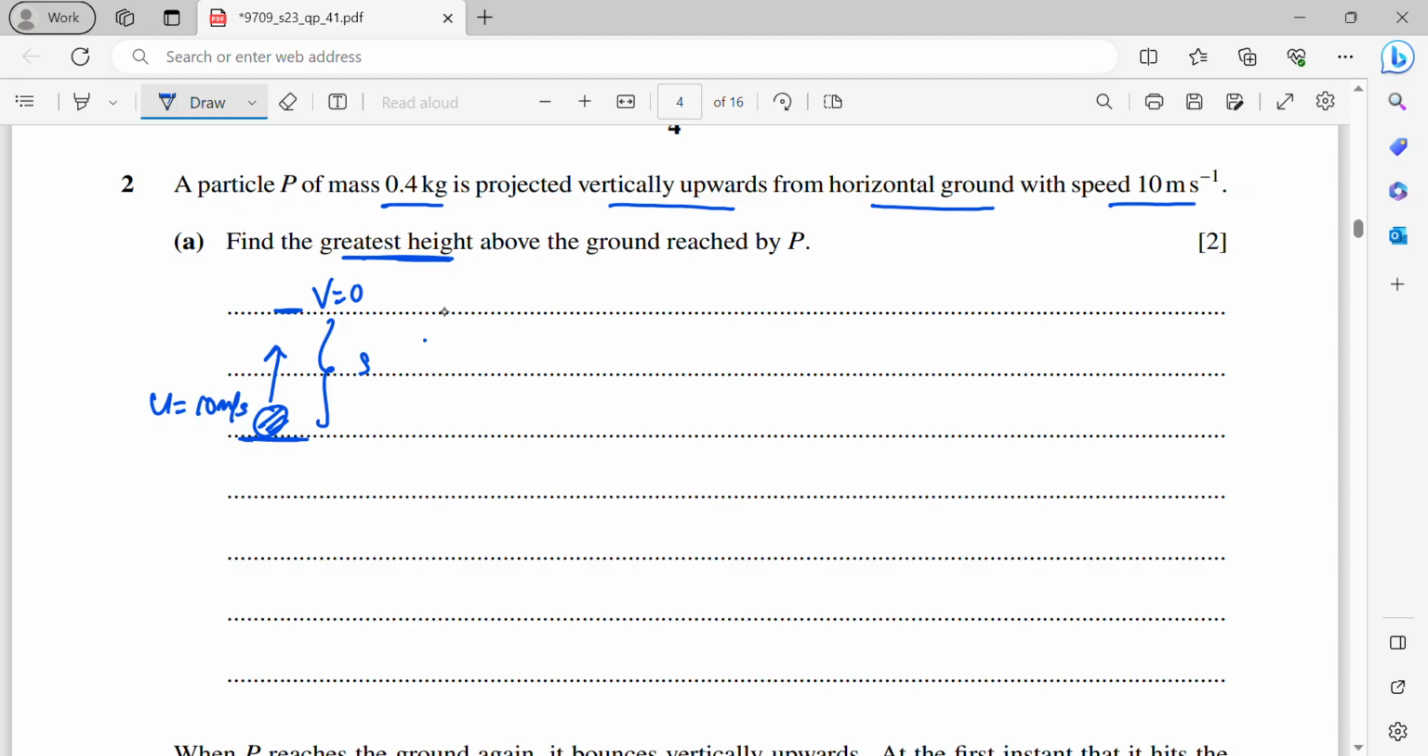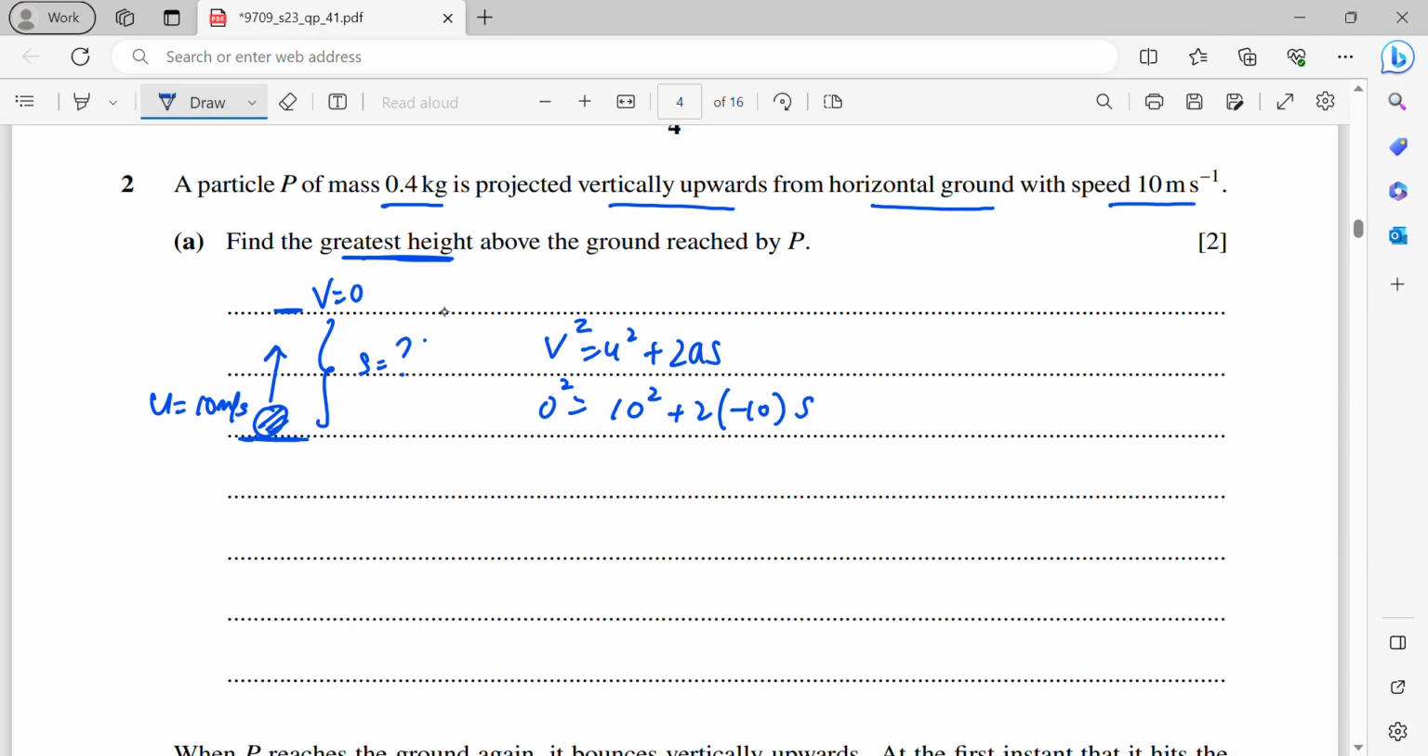Okay, so now from here, we need to get S. What is the S here? I will use V squared equals U squared plus 2AS. This is a formula in the formula list. And now, your V squared will be 0 squared, U squared is 10 squared, plus 2, the A is going to be negative 10 because it is against the gravity. Then the S remains.